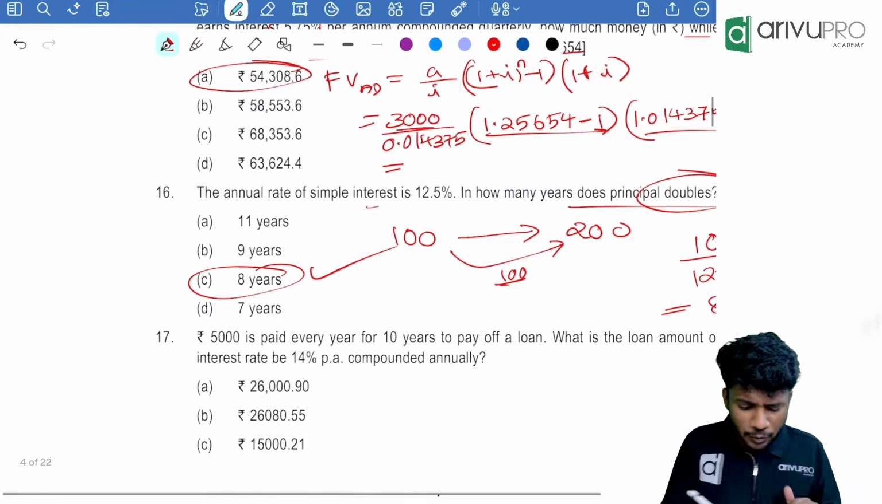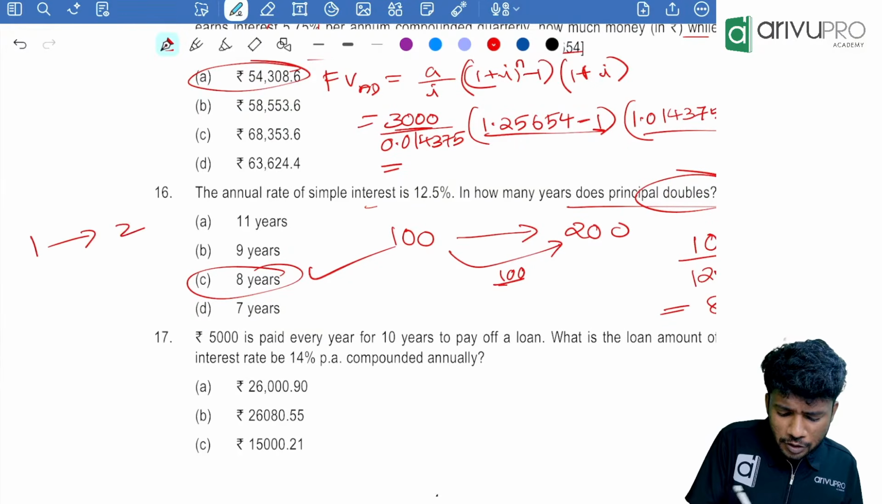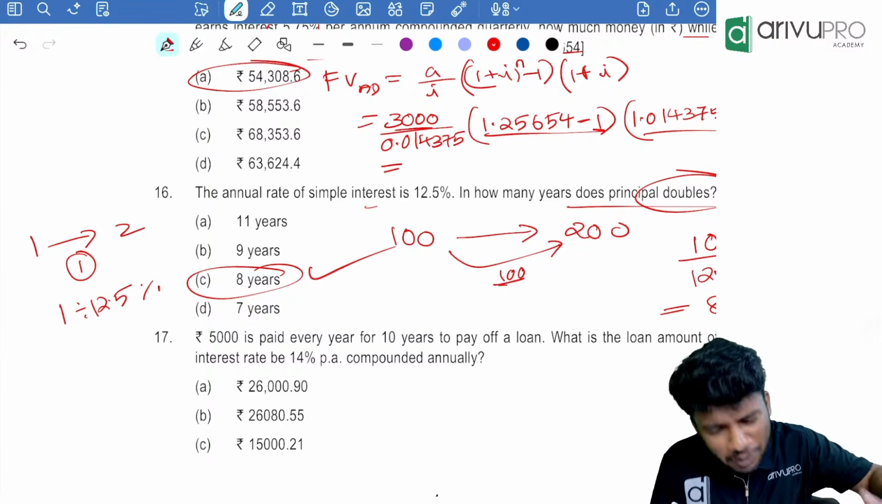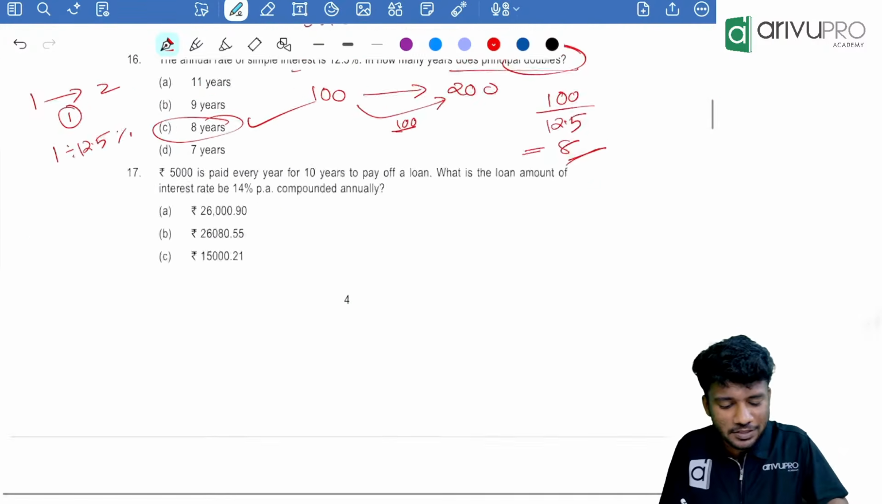Which option is the answer? Option C. Or you can do it like this also. 1 become 2. How much is the simple interest? 1 is the interest. So 1 divided by 12.5 percentage you can do. That way also you will get the same answer, people. Option C is the answer.